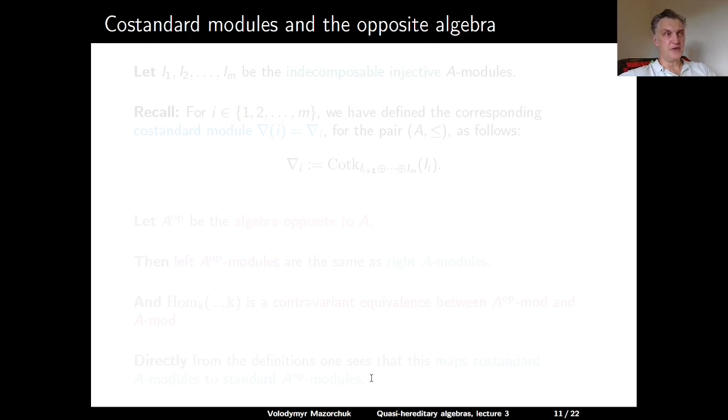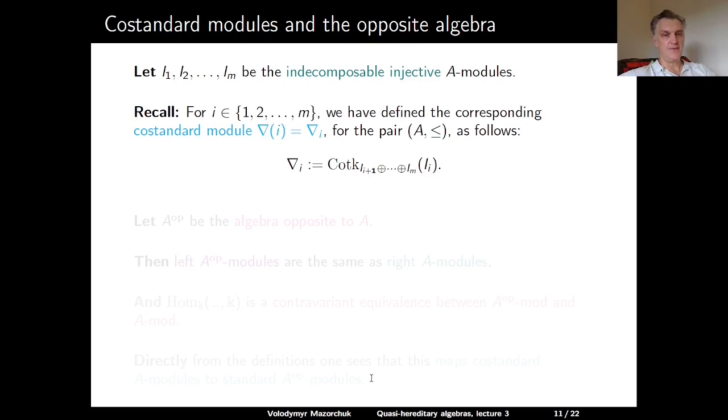Recall that during the previous lecture, we also defined the notion of a costandard. Let I1, I2, and so on Im be the indecomposable injective A modules. So the costandard module nabla I, where I is between 1 and m, for the pair A, our linear order on the set of simples, is defined as the cotrace kernel of the module I sub I into the injective modules I sub I plus 1 and so on, all the way up to I m.